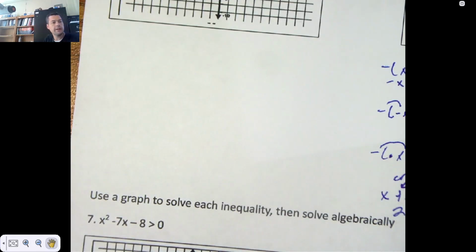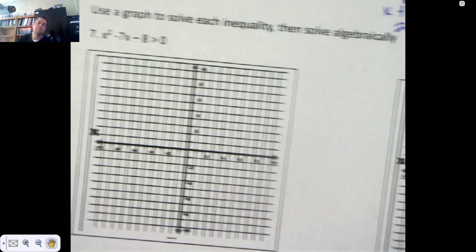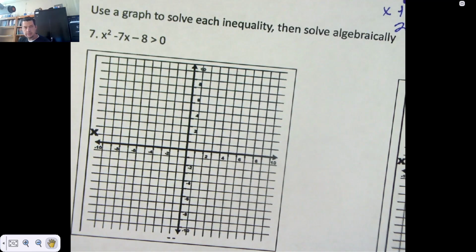You're supposed to use a graph to solve the inequality and then solve algebraically. I know how kids feel about this, but I mean, it is what it is. It's in the next math class you take too. Solving compound inequalities is in dual enrollment, college algebra 140. Your college path, they keep asking you to do stuff like this.